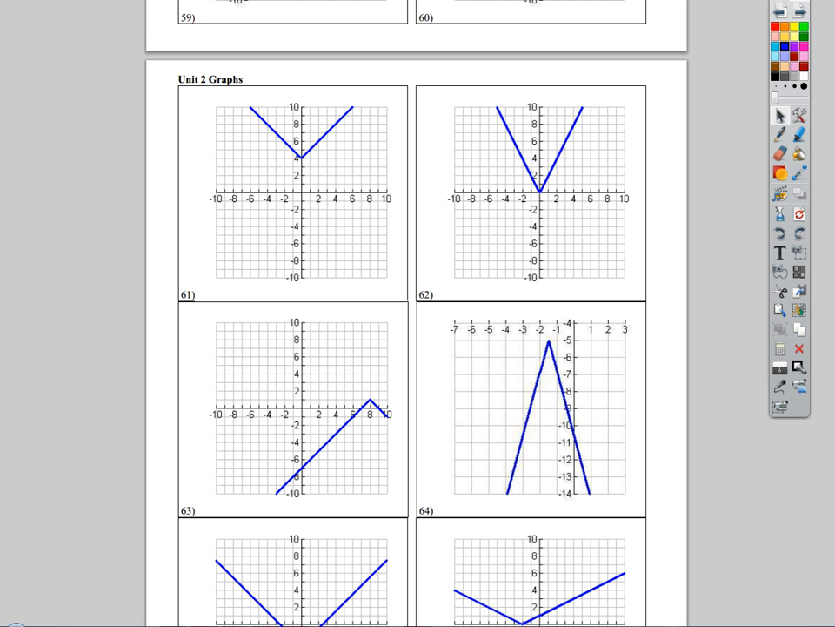Now we can check. Look where the vertex is. It's at negative 1.5, negative 3/2, negative 5. It's just that the window's been changed so we can see it more easily. And if I look at the slope here, it's going down 7, 1, 2, 3, 4, 5, 6, 7, and over 2. There's my negative 7 over 2, so that fits.